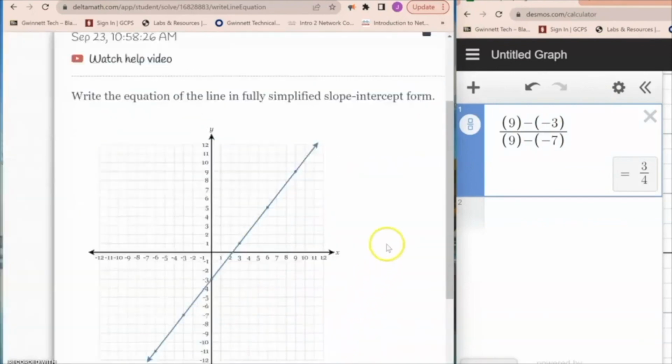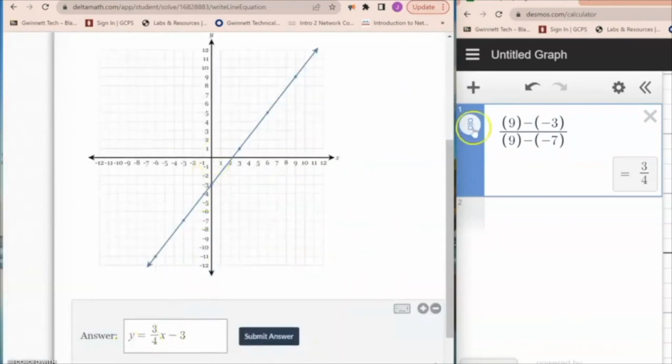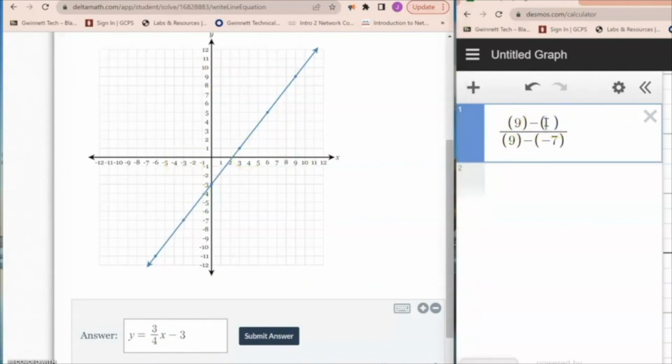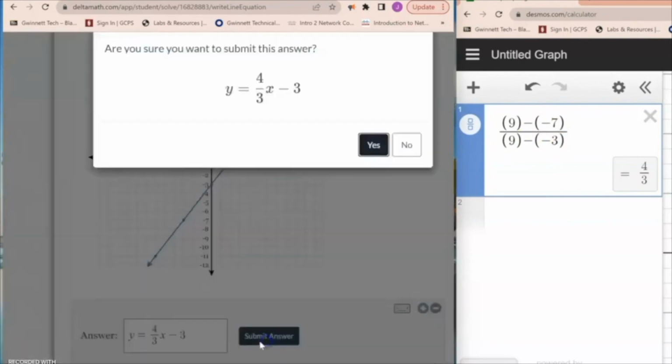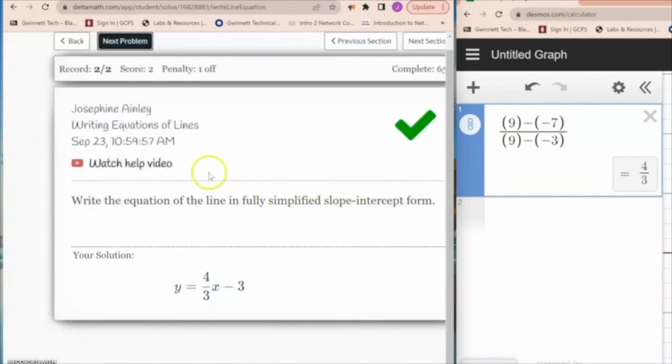Why is the answer not correct? -3, 9 goes with 9. And then what I do, oh, I put my x. Ooh, be careful. Y goes on top. So the y value, not the x. So -7 goes with -3. All right, y on the top and then x. So it's 4/3. And that's because I didn't write it down. So this is the importance of showing your work. Make sure you write it down too.